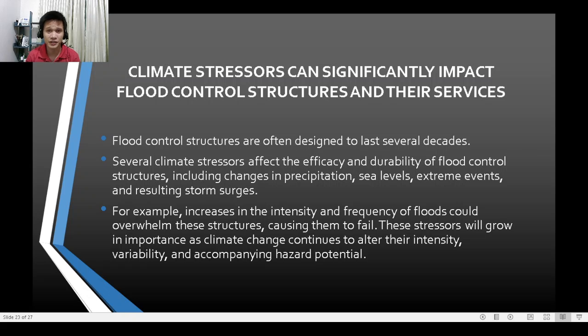So climate stressors can significantly impact flood control structures and their services. Flood control structures are often designed to last several decades. So according to my research, maabot siya mga 100 to 150 years. And several climate stressors affect the efficacy and durability of flood control structures, including changes in precipitation, sea levels, extreme events, and resulting storm surges.